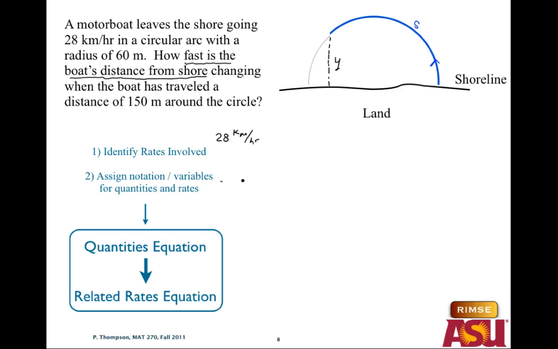Distance from the shore. So what would the notation for the rate be for distance from the shore? For the rate of change of distance from the shore, what would our symbolism be? What is the distance from the shore? What have we called that? Y, right? Y is distance from the shore, in meters. So what's the rate of change of distance from the shore? How would we write that symbolically? Yeah, dy dt.